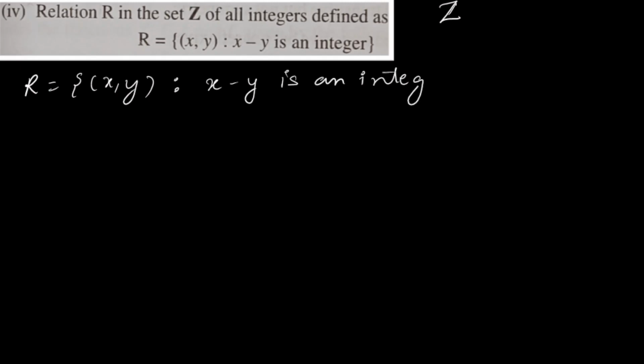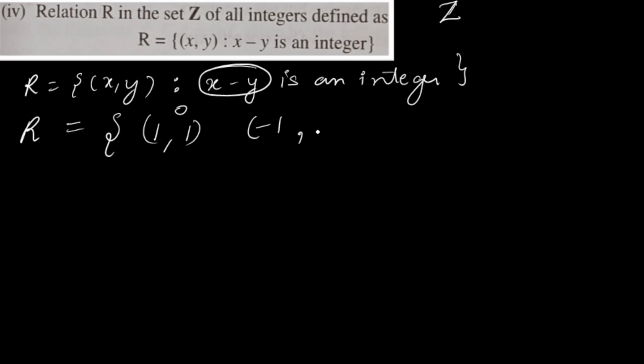See, the set of integers is infinite. So with certain examples only we can figure out the ordered pairs; practically it is impossible to write them all. So let's first check for reflexive. If I take any integer, say 1, and its duplet, the subtraction will give us 0. 0 is an integer. If I take minus 1 and minus 1, the subtraction will again give us 0.